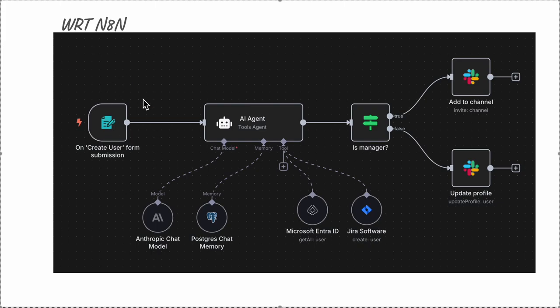Now once the user submits the form, then there is another node which is the AI agent node. This node takes action based on the inputs it received from the form submission, and then it has some if else condition based on which it makes certain changes to Slack.